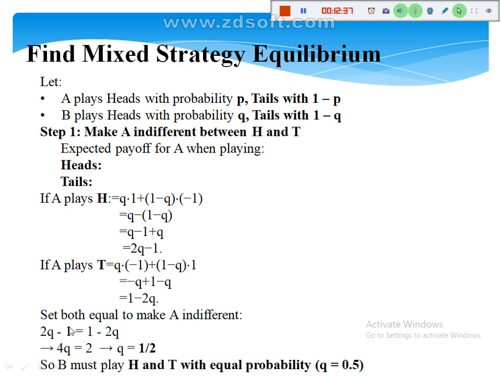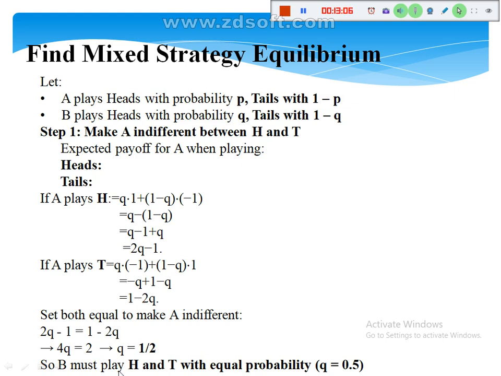Now set both equal to make A indifferent. That means 2Q minus 1 is equal to 1 minus 2Q. From this, 4Q is equal to 2. So Q is equal to 1 by 2, which means 0.5. So in step 1 we calculated the expected payoff for A when playing heads and tails.